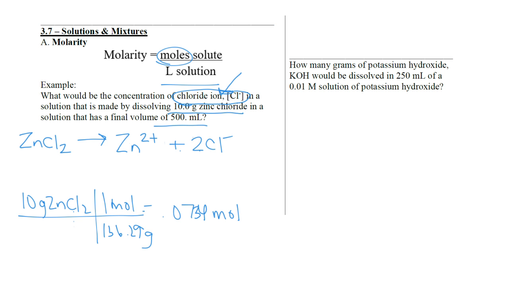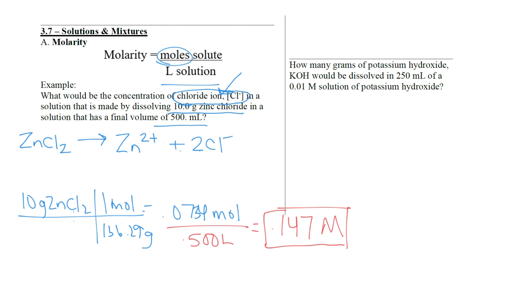Now, since I'm dealing with concentration, it's not enough to just find moles. I need to go ahead and divide that by my number of liters. So 500 milliliters is 0.500 liters. That gives me a concentration of 0.147 molar. So a 0.147 molar solution has 0.147 moles per liter.